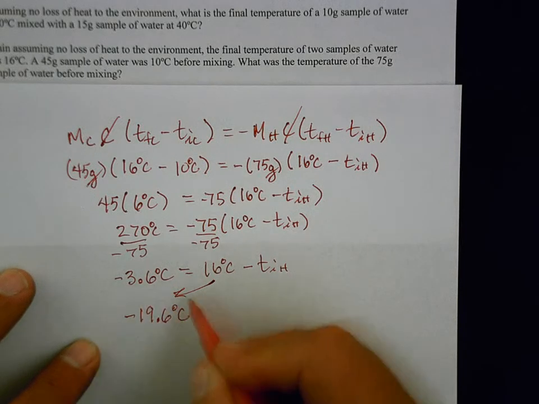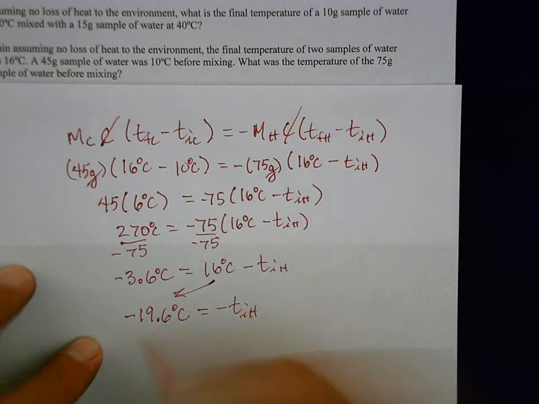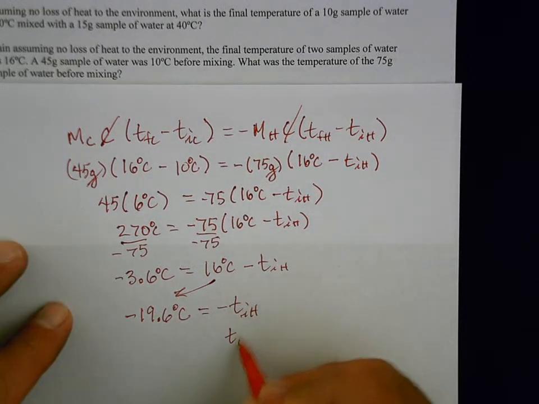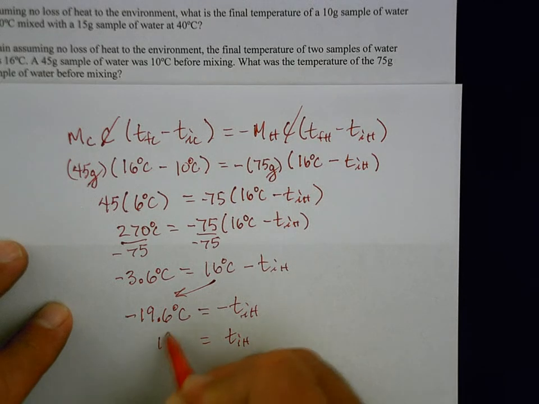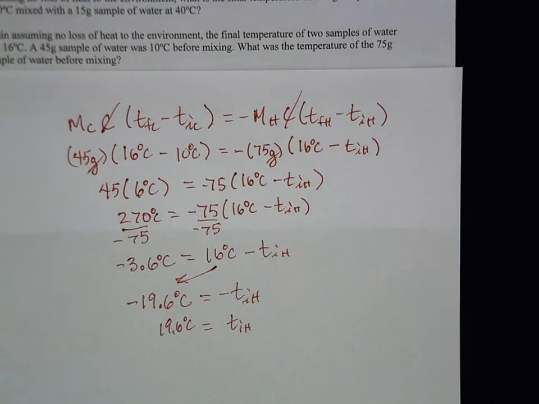So 3.6 plus the 16. Now they both have negative signs, so I can just throw those away. And my initial temperature of the hot water was 19.6 degrees. So that's how I solve for that. And you can see what you put down on your paper.